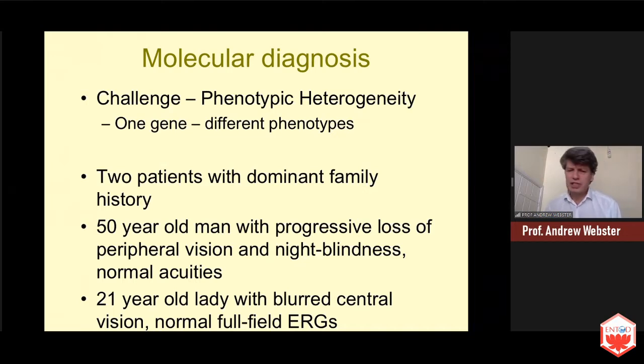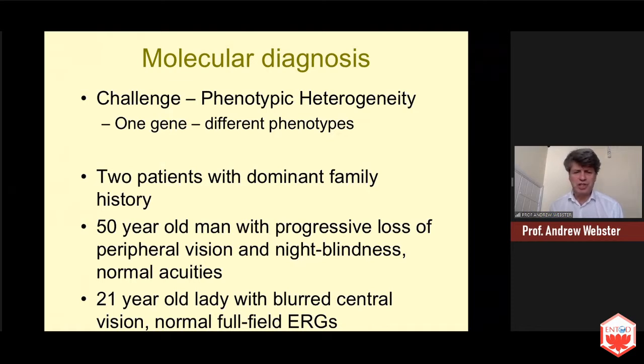The first is a 50-year-old man with progressive loss of his peripheral vision, night blindness, but normal acuities in both eyes symmetrically. So that history in him really can only mean a gradual demise of the rod photoreceptors, that is retinitis pigmentosa.